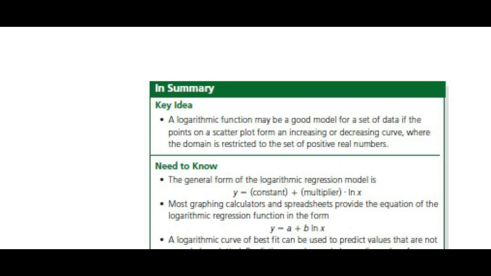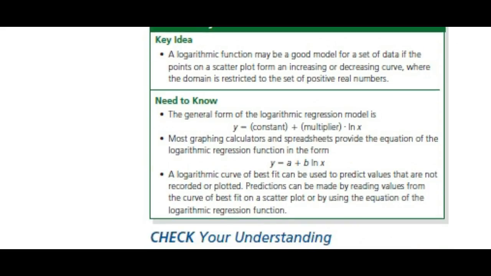Key ideas. A log function may be a good fit for data in an increasing or decreasing curve where the domain is restricted to the set of positive real numbers. Because we know that for an exponential, the domain is all real numbers. Maybe you can use either. Maybe the exponential is just as good. It's a decay function. For caffeine, it would be a decay.